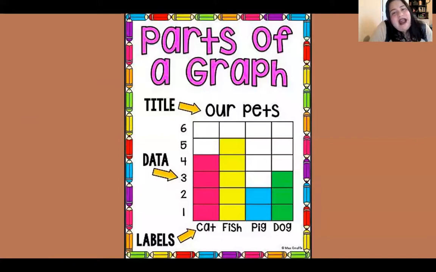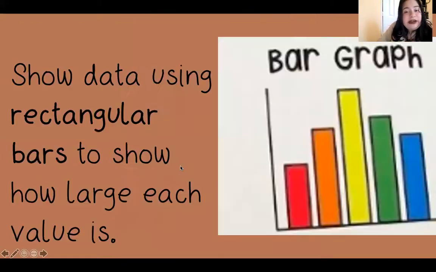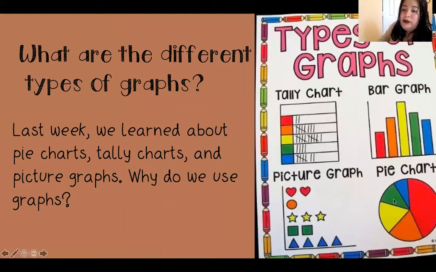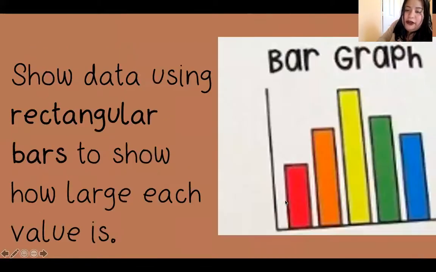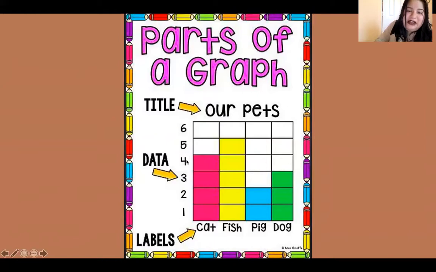Just like the other graphs, the parts of the graphs are similar. So it still has a title. If this was about our favorite pets, our title would be our favorite pets. It still has data. Now it does look a little bit different here because on the pie chart, our data went inside of the color. But it is similar to the picture graph and the tally chart because our data is still on the side. And our labels are the same. They are on the bottom.